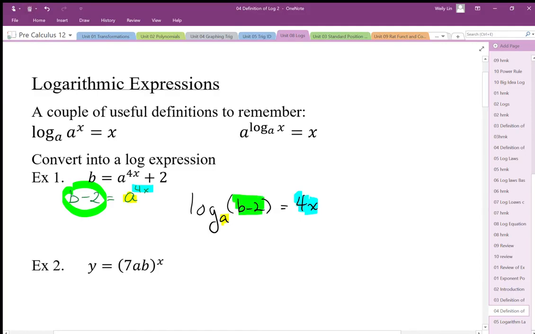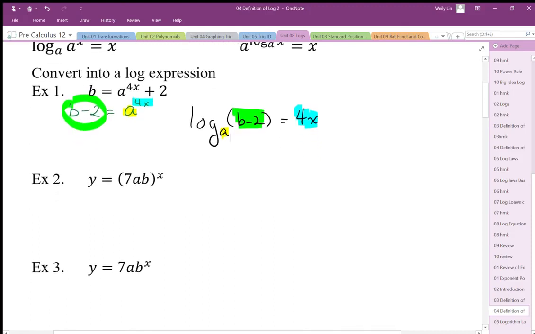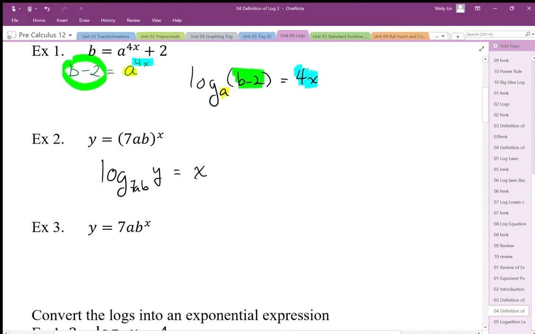For the next one here, we have y equals 7a times b to the power x. Well, there's my base. That whole thing represents my base, not just the closest thing, but the whole thing because it's in brackets. There's my exponent. There's my argument. This is nice and easy because I have those three parts clearly defined. I just have to make sure I put that whole thing into my base, and then log equals my exponent x.